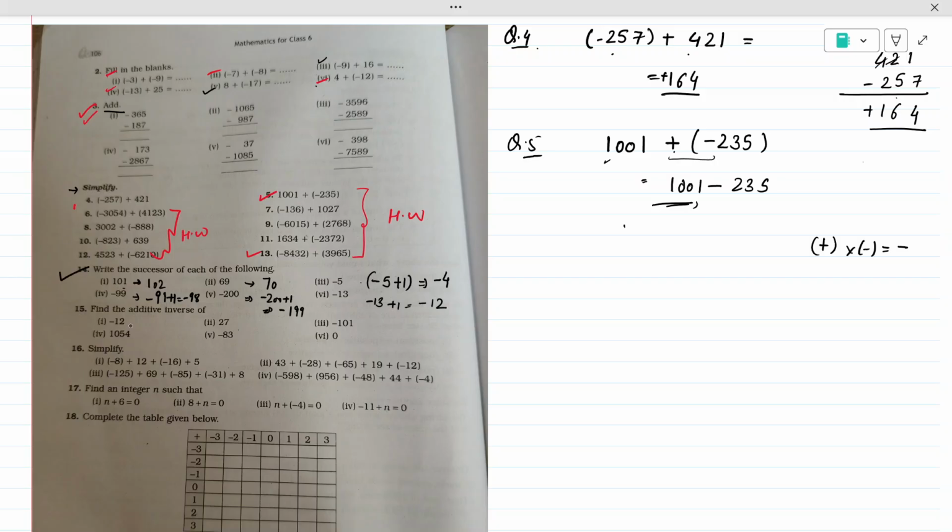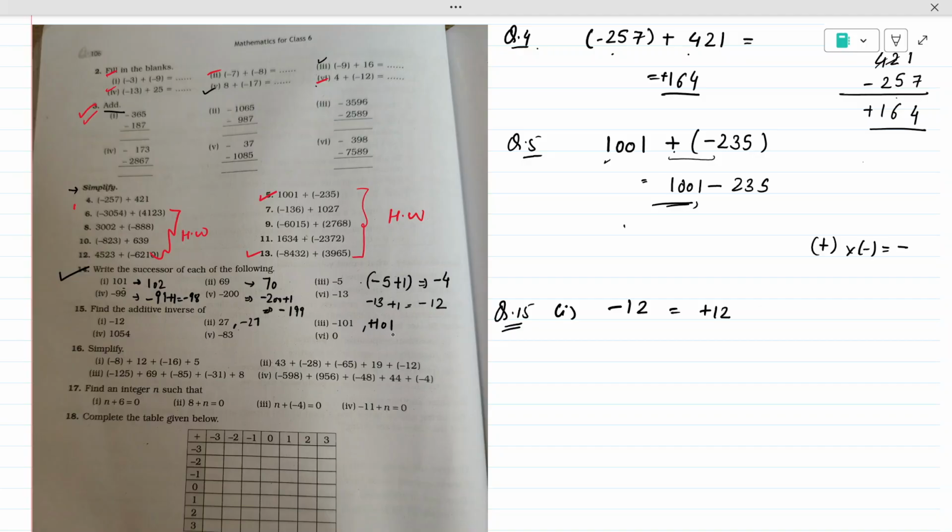Next, we have to find the additive inverse. We have done the additive inverse, kids. What is the additive inverse? It is the other number of the zero pair. That means if I have minus 12 in the first part, the additive inverse will be plus 12. For 27, it will be minus 27. For minus 101, it is plus 101.